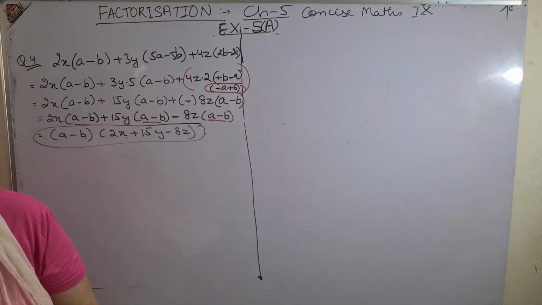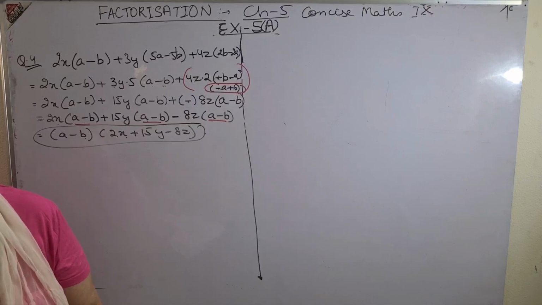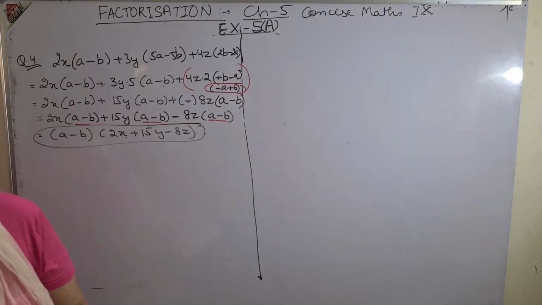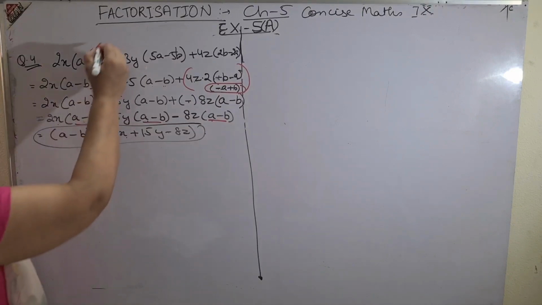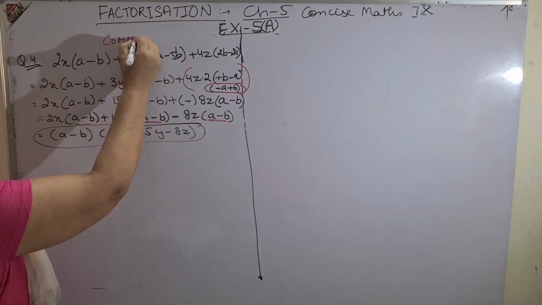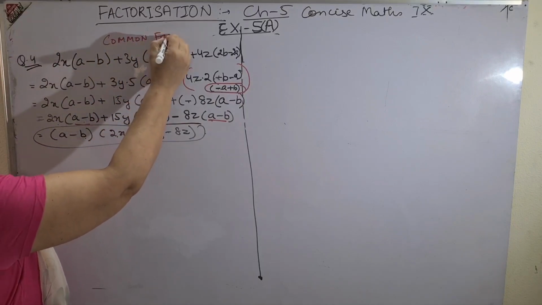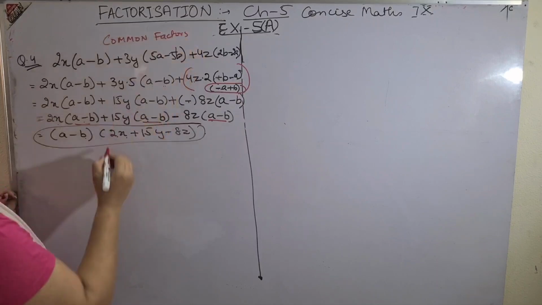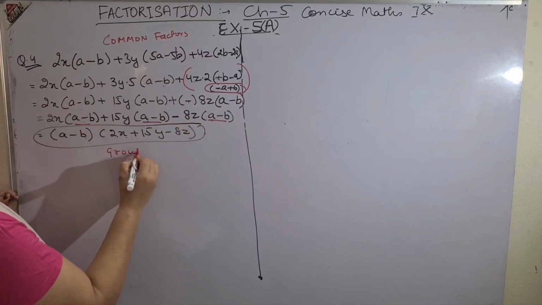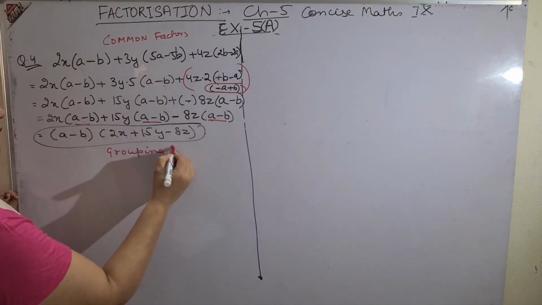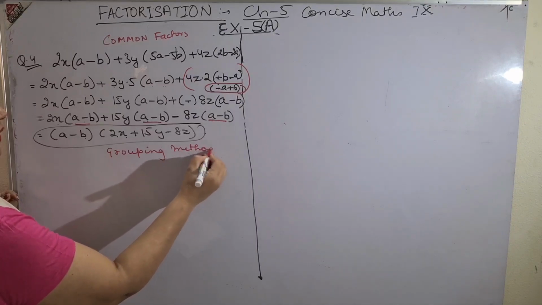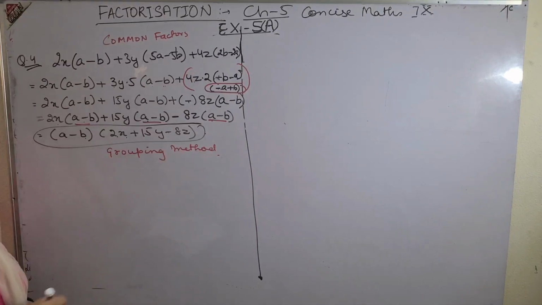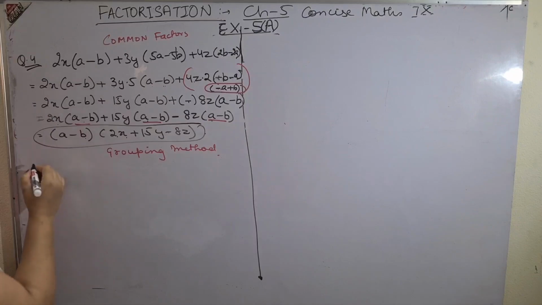Now coming to the next part of the question, the heading given is factorize by grouping method. So understand, children, this was common factors. Now, factorize by grouping method. Grouping means I have to make groups of the terms given in the question. For example, question number 5, I am doing. You see, it is very simple.